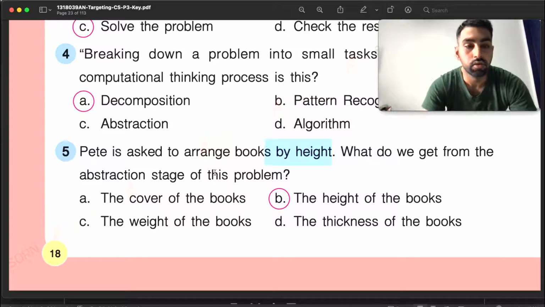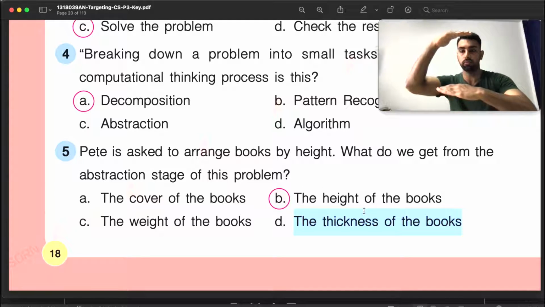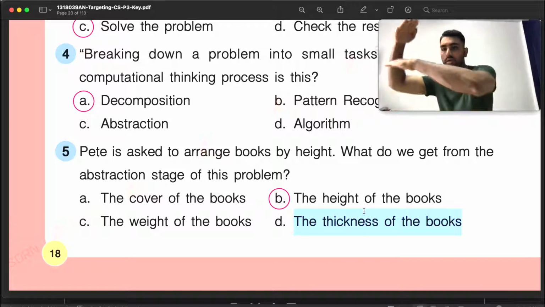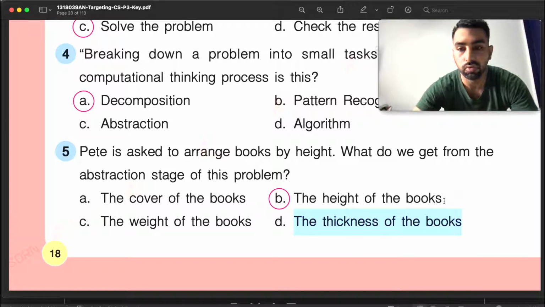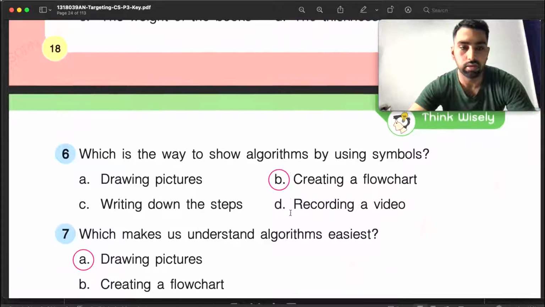Okay, so A is cover the books, the height of the books, the weight of the book, the thickness of the books. So the problem we had, the books we have to arrange by the height. Which one is higher, which one is shorter, like this. So the abstraction is the height of the book, so you're going to circle B. Okay, number 6, which is the way to show the algorithm by using symbols?